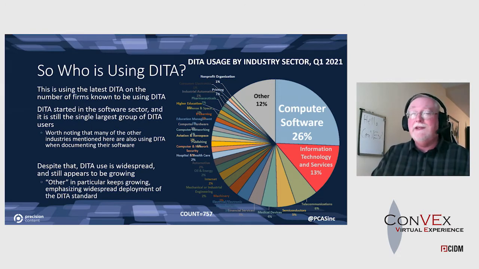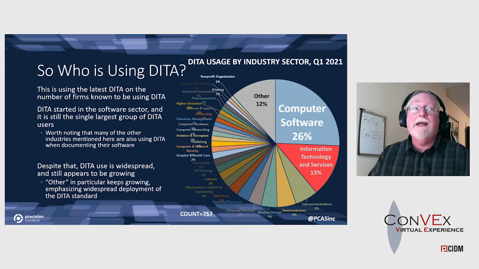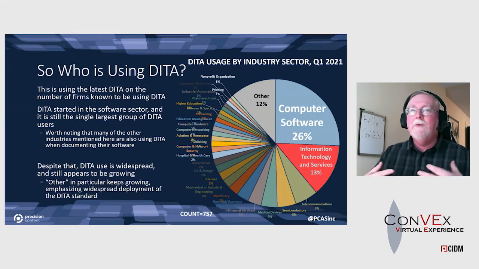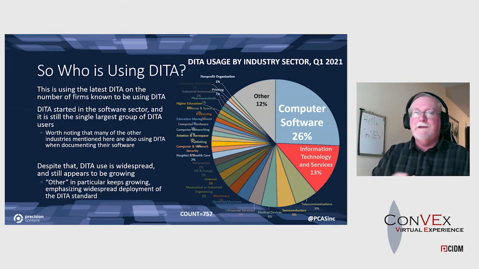Despite that, DITA use is, as you can see, fairly widespread and appears to be growing. The other slice that you see there, and in particular, keeps growing whenever I keep adding firms to this. These are essentially categories of companies that fall under the 1%. So it would just be too many thin slices, so they get bunched into this one large slice. But it really does, I think, emphasize widespread deployment of the DITA standard.